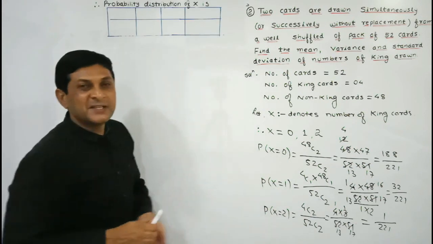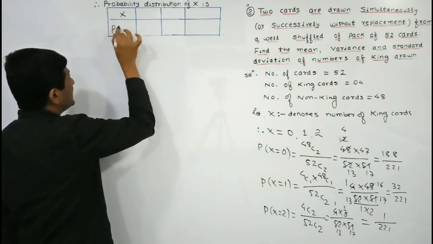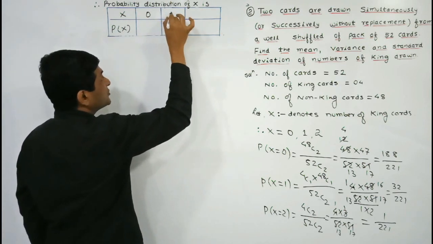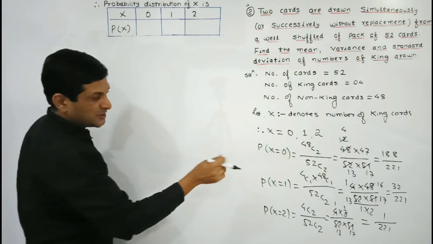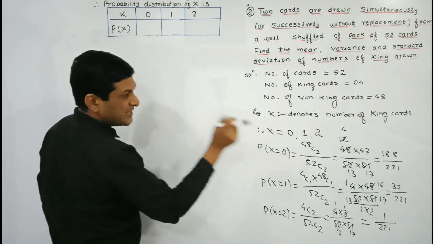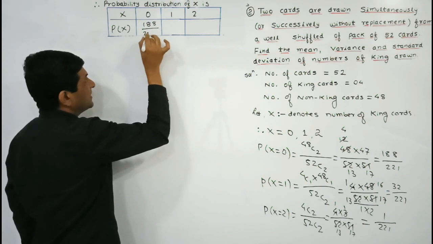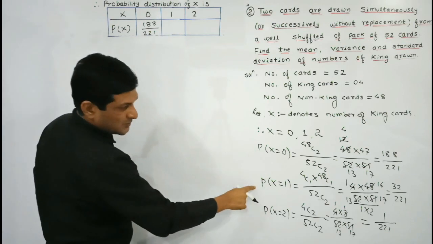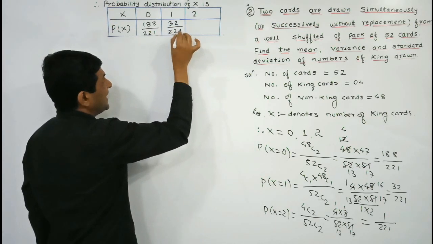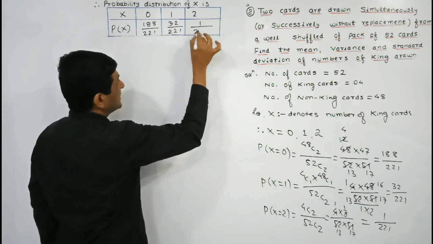See what we are getting in the probability distribution. First write down the values of random variable, then its corresponding probability. Just now we have seen that values of random variable are 0, 1, 2, and their corresponding probability. What is probability when x is equal to 0? It will be equal to 188 upon 221. When x is equal to 1, probability is 32 upon 221. And lastly, when x is equal to 2, probability is 1 upon 221.